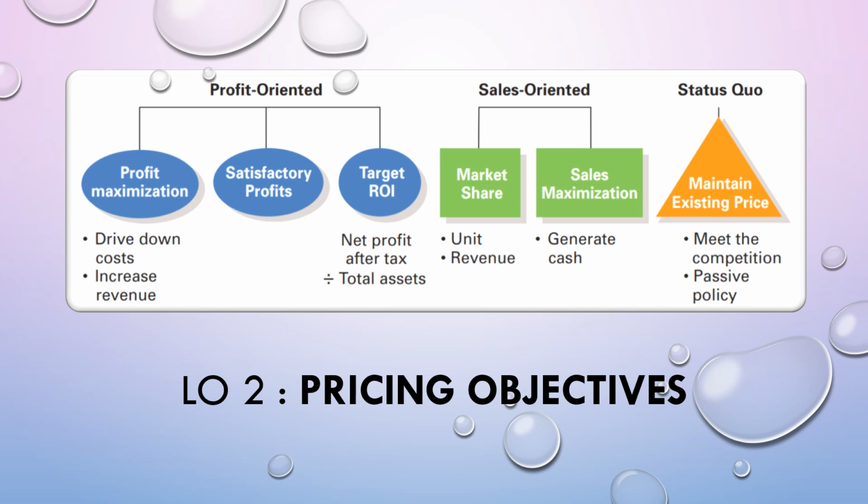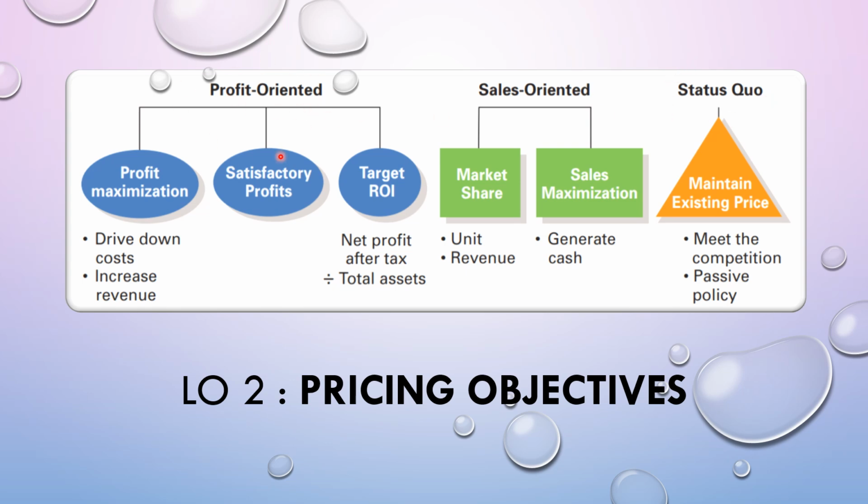Now let's move on to the second learning objective, which is on pricing objectives. Basically, as you can see in this particular diagram, there are three pricing objectives. Number one, we have the profit-oriented objective. Number two, we have the sales-oriented objective. And the third one is the status quo.